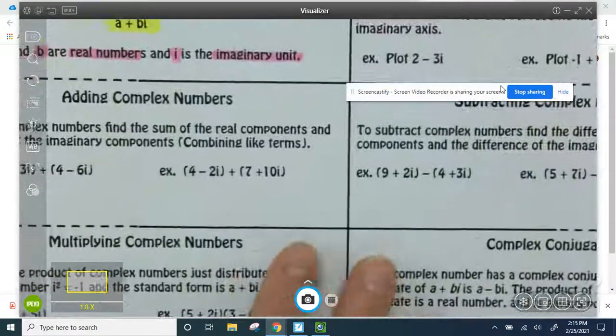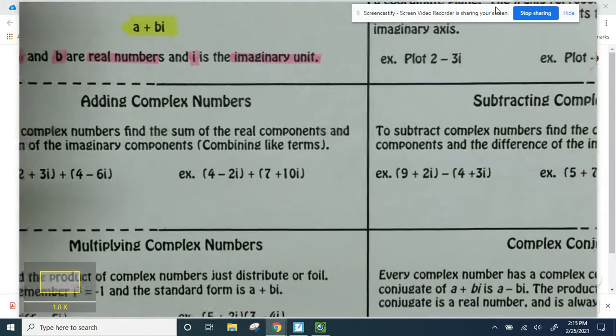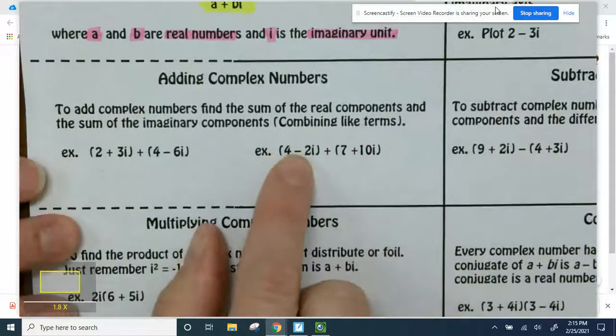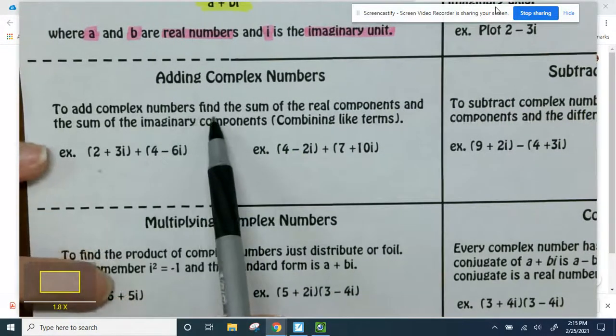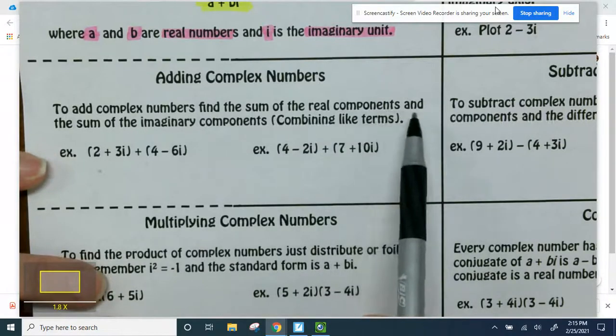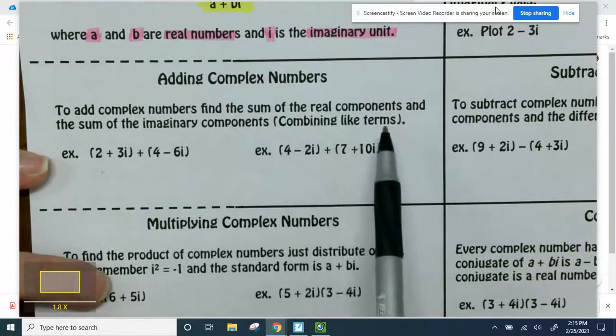Okay, in this video, we're going to learn how to add and subtract complex numbers. So first, let's consider adding complex numbers. Now, I want you to notice it says to add complex numbers, find the sum of the real components and the sum of the imaginary components. In other words, you combine like terms.